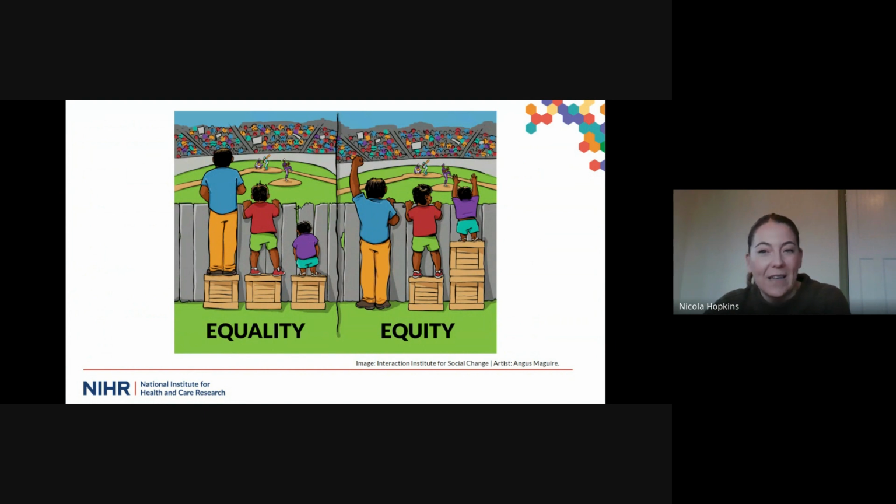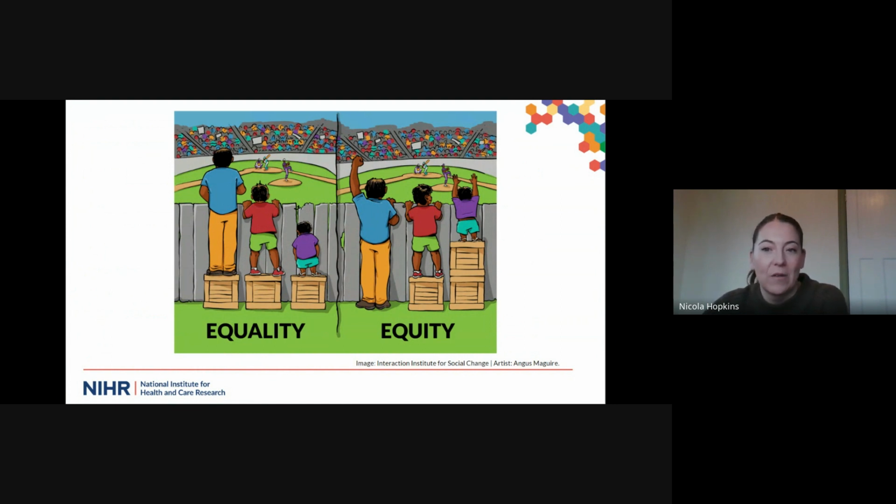So on the right-hand side, the boxes have been redistributed. The person who didn't need it in the first place because they could already see doesn't have a box anymore because they could already see over the fence. The individual in the middle's kept their box because that means they can still see over the fence. And the difference in this image is that the furthest right person who couldn't see, even with the single box, now has an extra box so they can see too.